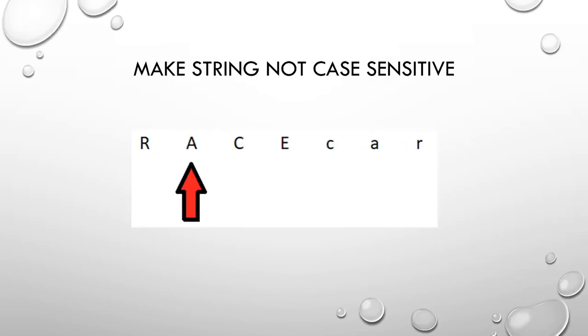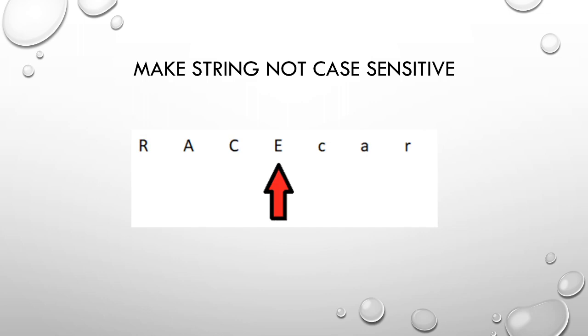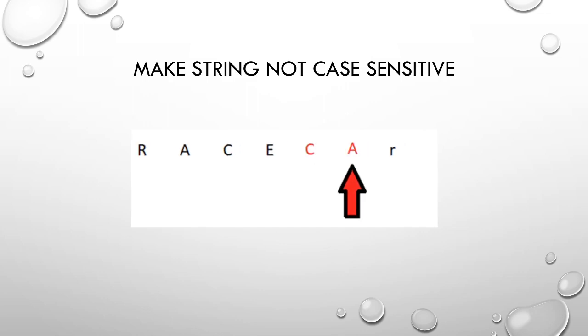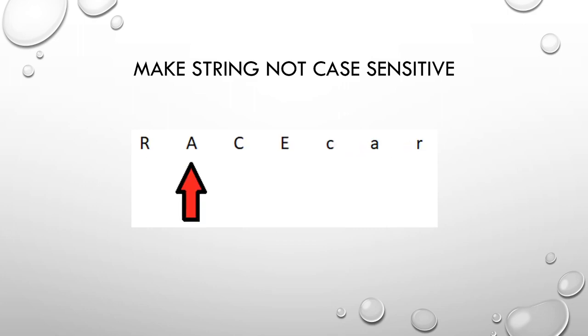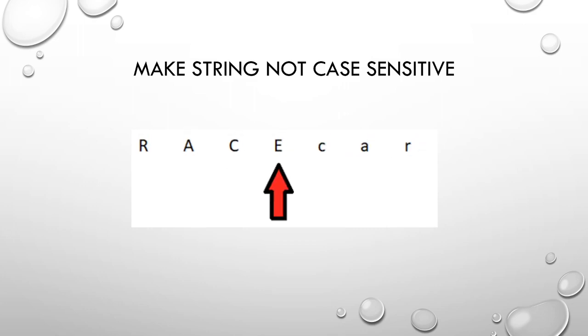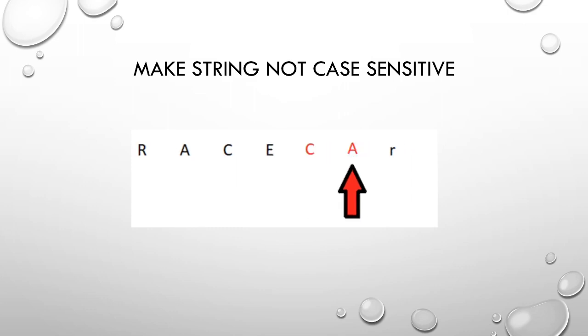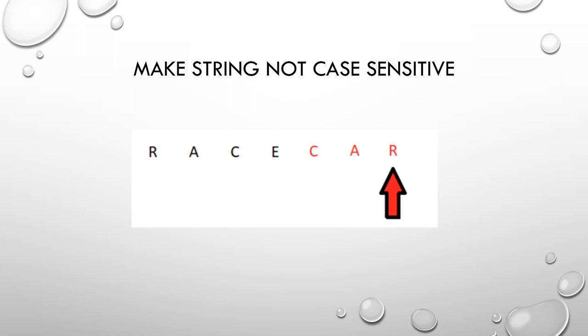So to do this, I'm going to have a pointer that points to each letter in the string, and it's going to check if it's uppercase. And if it is uppercase, then we're going to move on to the next letter and check if that's uppercase. We're going to do this for the whole string until we come across, say for example, C, and we see, oh, it's not uppercase. So we're going to convert it to uppercase. Same with A, and same with the R in race car.